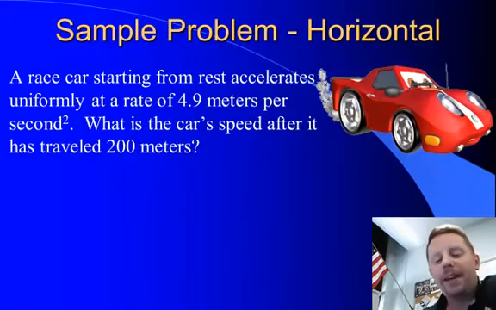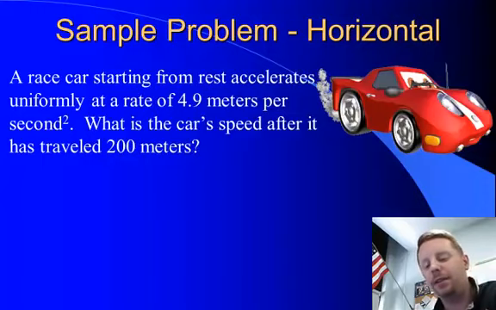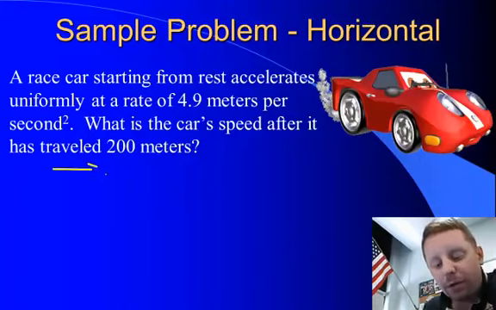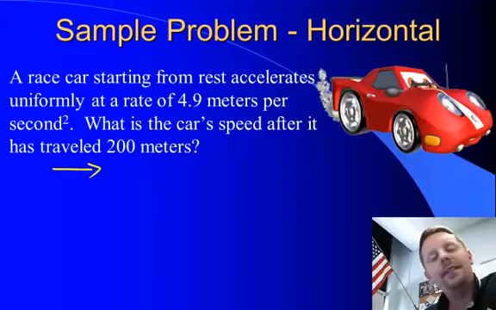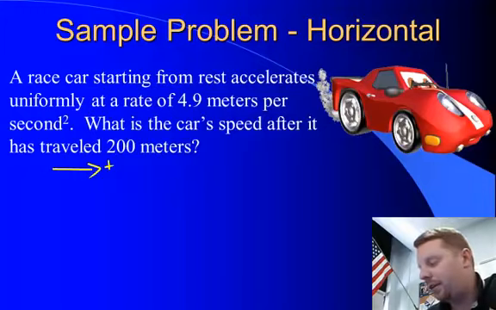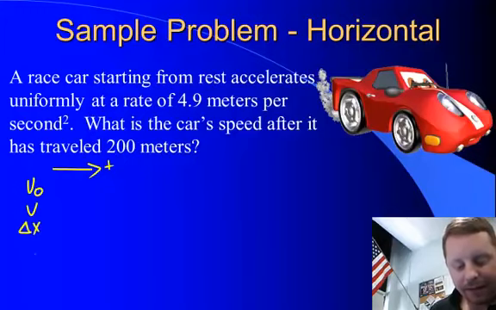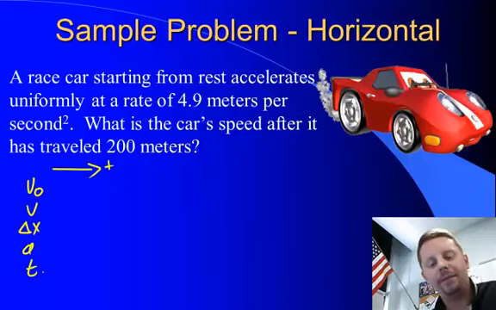Our first sample problem has a race car starting from rest, and it accelerates uniformly at a rate of 4.9 meters per second squared. What's the car's speed after it has traveled 200 meters? Well, of course, this is a horizontal motion problem, and we'll call to the right the positive direction, say that it's moving that direction. So our first step then is going to be to fill in our tables. We'll start off with v0, v, delta x, a, and t.